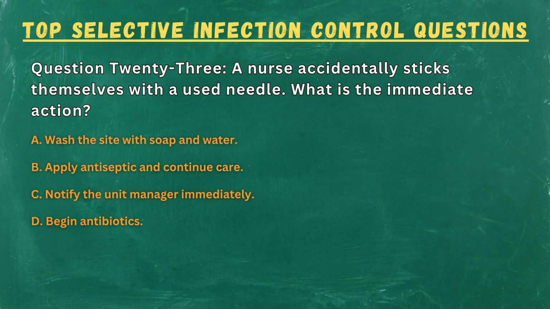Question 23. A nurse accidentally sticks themselves with a used needle. What is the immediate action? A. Wash the site with soap and water. B. Apply antiseptic and continue care. C. Notify the unit manager immediately. D. Begin antibiotics. Answer: A. Wash the site with soap and water.